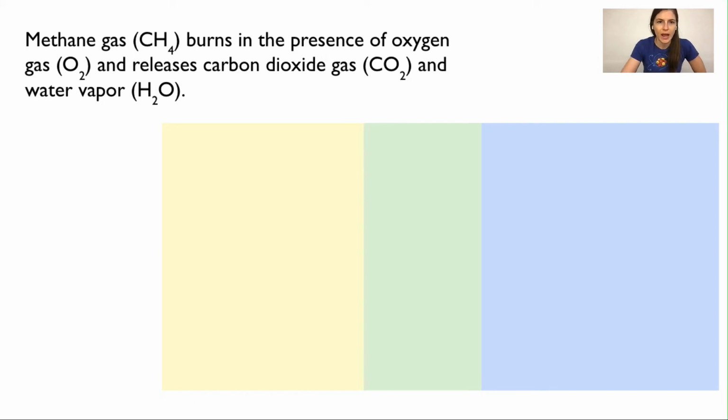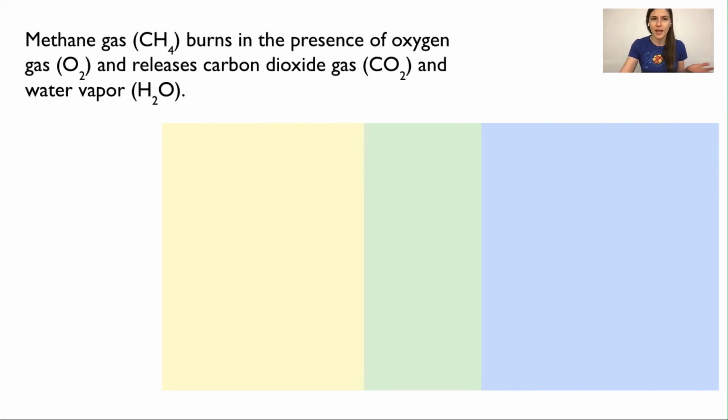So let's think about how we would write this chemical equation in words. So our reactants are going to be, let's read this. This one's a little bit trickier. Methane burns in the presence of oxygen gas and releases. So I know I'm starting with methane because that's the first word in the whole sentence, and it's saying this is what I'm starting with. Methane is burning to release this.